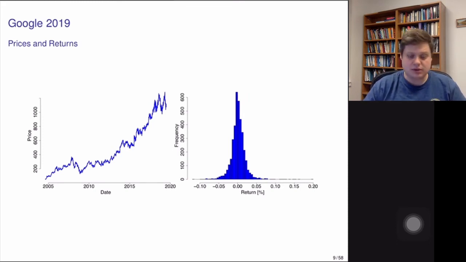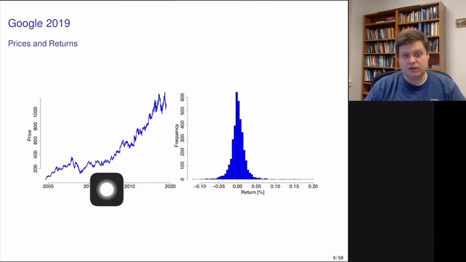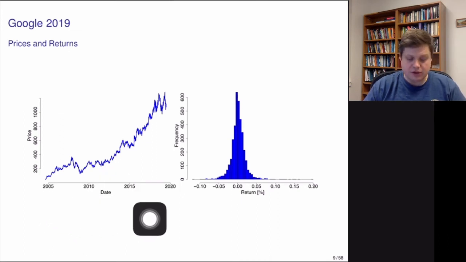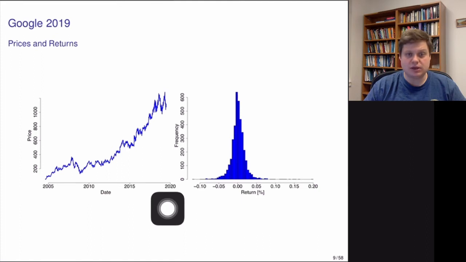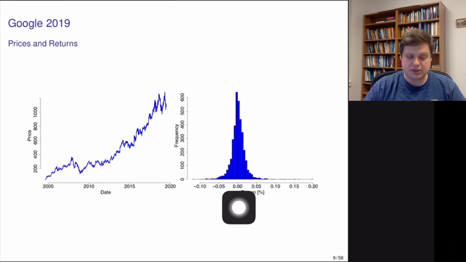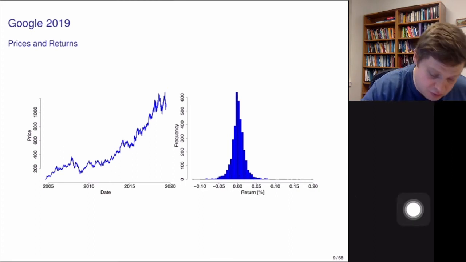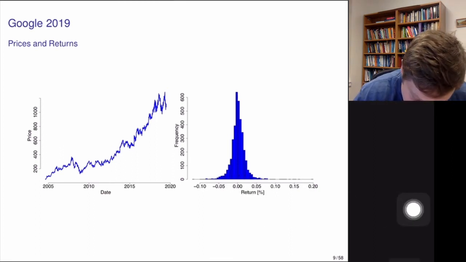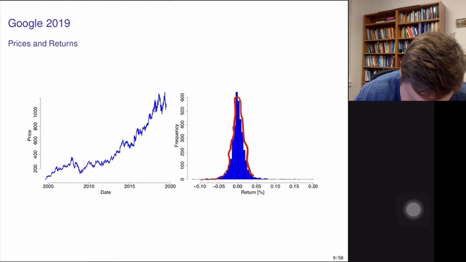What you see here on the left hand side are the prices of the Google stock from 2005 to 2020, and then I calculate daily returns for each of the days, in percentages, and I plot the histogram. You see the histogram actually does remind us of a bell curve. So if you think of fitting a normal distribution to this data set, I think a normal distribution should do a relatively good job estimating it.